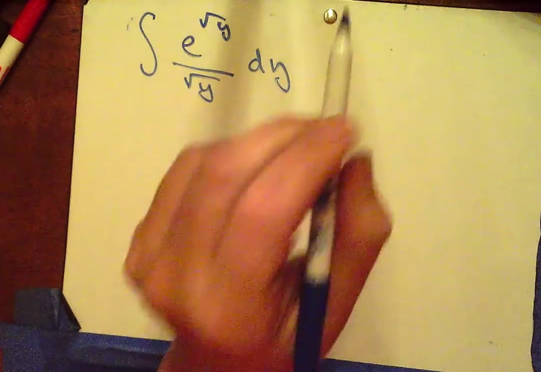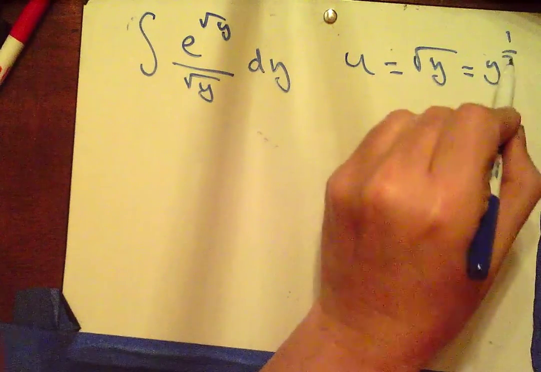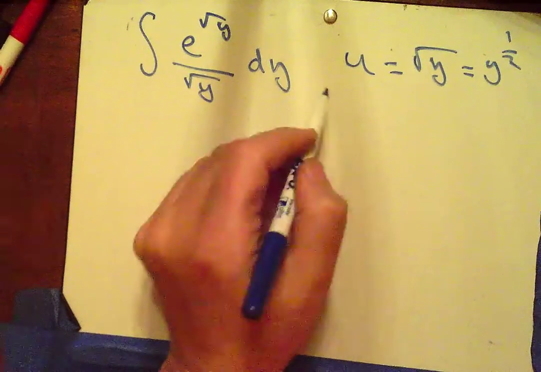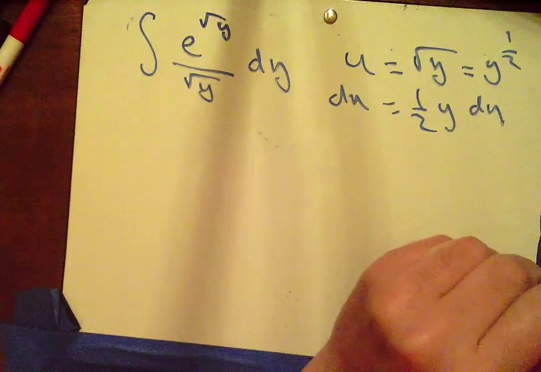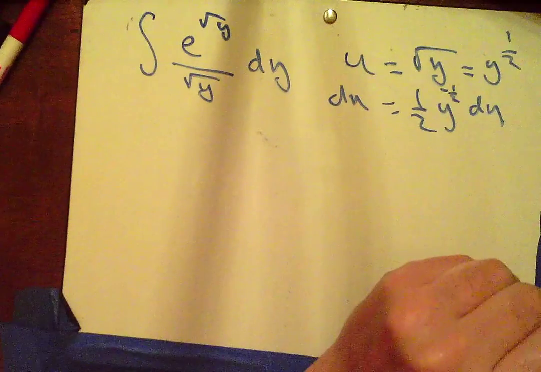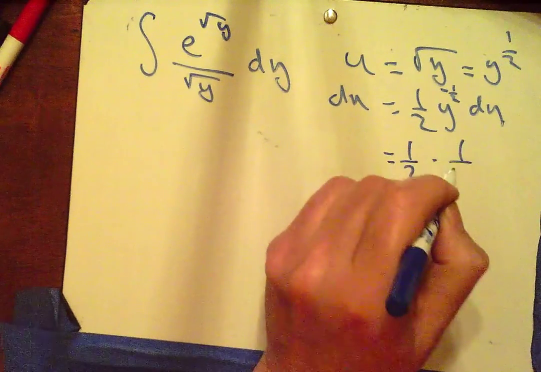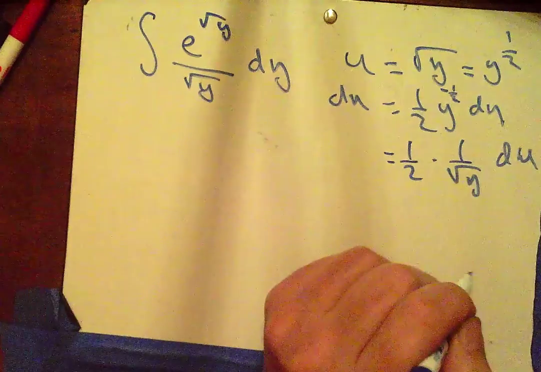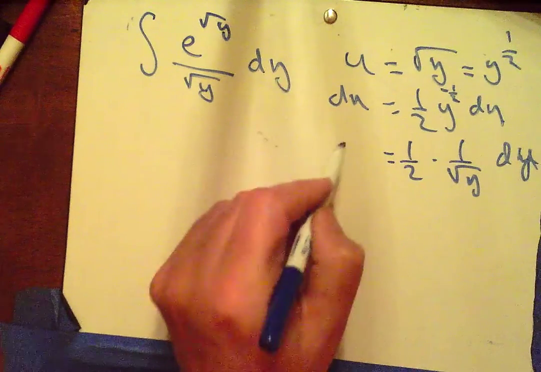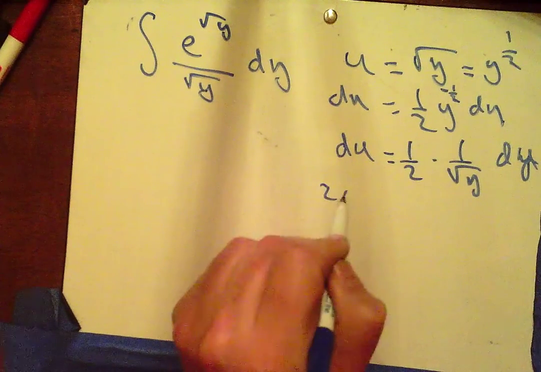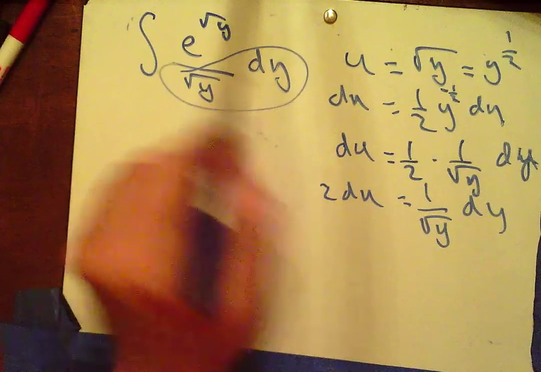Yep, it's a u sub where u is that inside function, square root of y, or y to the 1/2. If I take the derivative of both sides here, I'll get du equals 1/2 y to the minus 1/2 dy. Sorry. Well, that's the same as 1 over 2 times 1 over square root of y dy. Hey, I've got a 1 over square root of y dy. I'm just going to get rid of this 2 by multiplying both sides by 2. And then 1 over square root of y dy is this stuff.